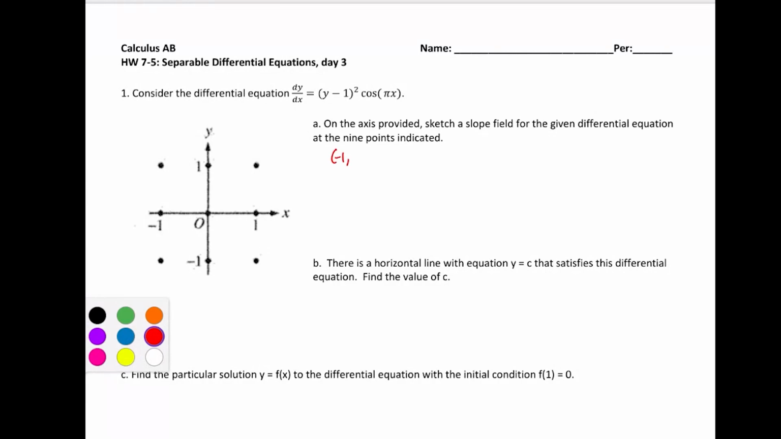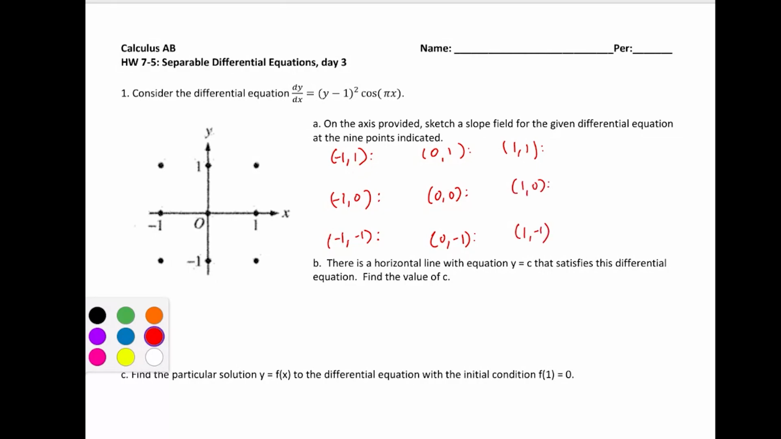We've got negative 1, 1, which is that top left point. We've got negative 1, comma 0, negative 1, comma negative 1, 0, comma 1, 0, comma 0, 0, comma negative 1. Let's see here, 1, 1, 1, 0, and 1, negative 1.